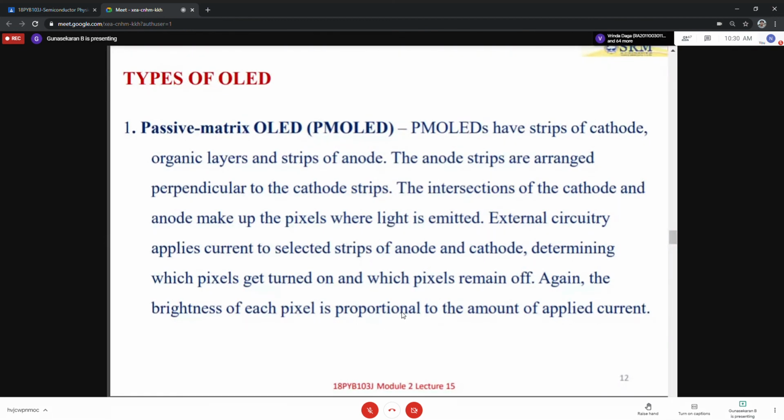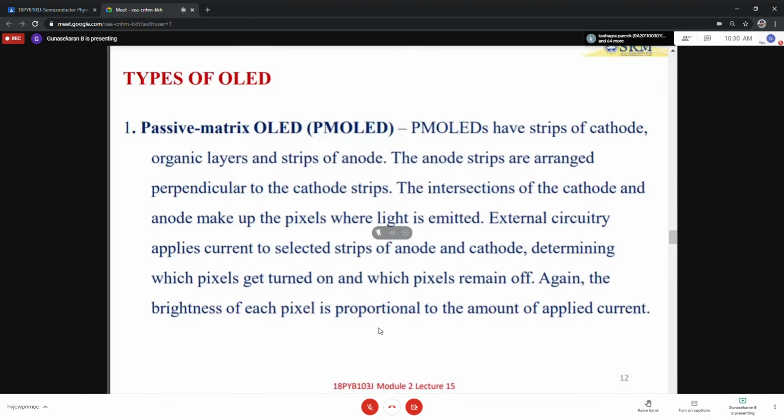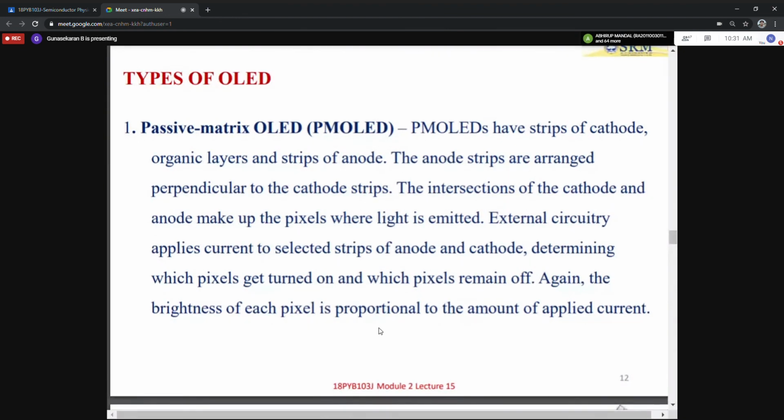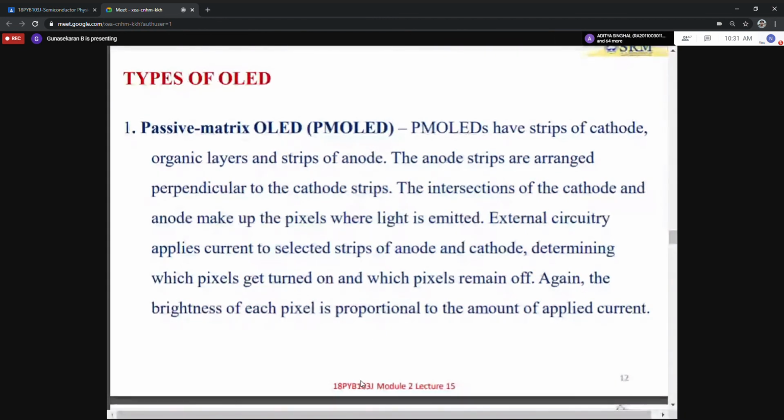Please understand. In the passive matrix OLED, the cathode and anode are made of strips: strips of cathode, organic layers, and strips of anode. Each strip acts as a pixel of different colors. And how do you select? The brightness of each pixel is directly proportional to the amount of input power. So the disadvantage of the passive matrix is that it requires more input power, because only then do you get the maximum brightness.